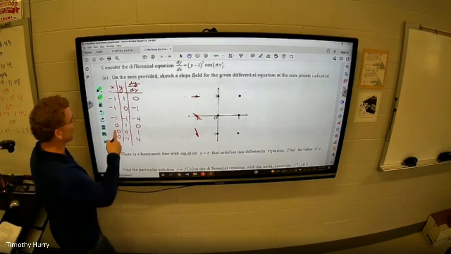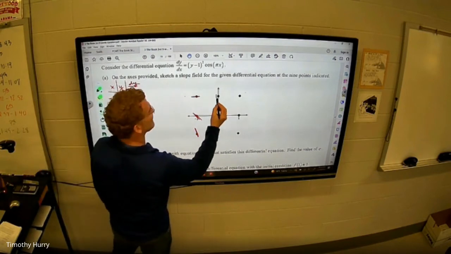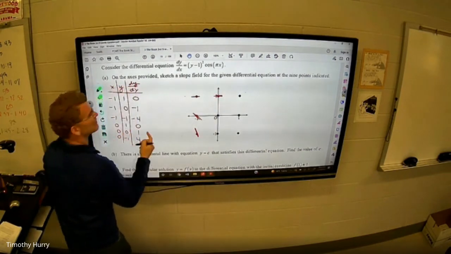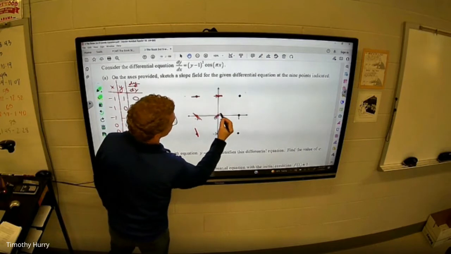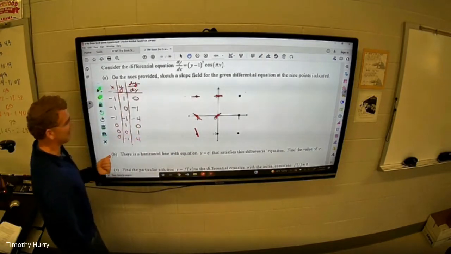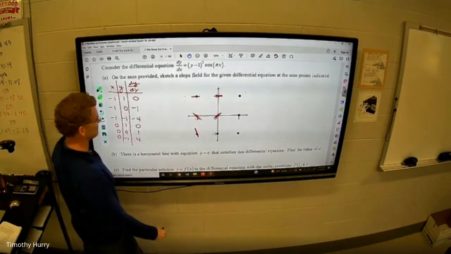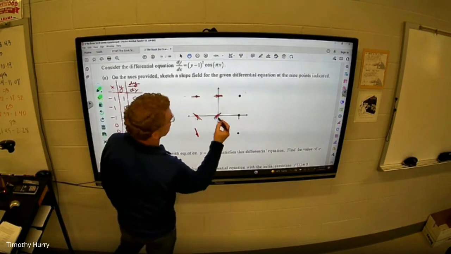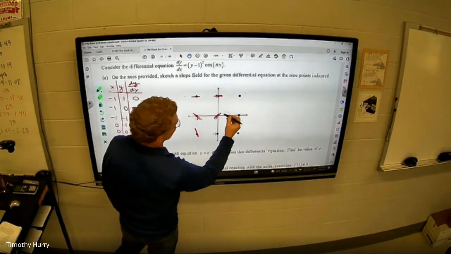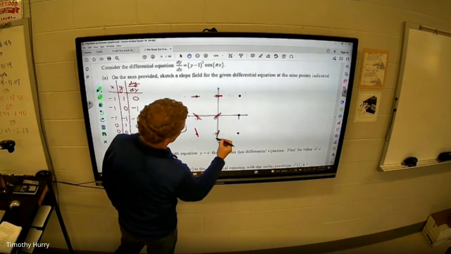But when I mark those at 0, 1, I have a slope of 0. At 0, 0, I have a slope of 1. And at 0, -1, I have a slope of positive 4. So again, I'm thinking up 2 over a half. So I'm kind of doing something like that.